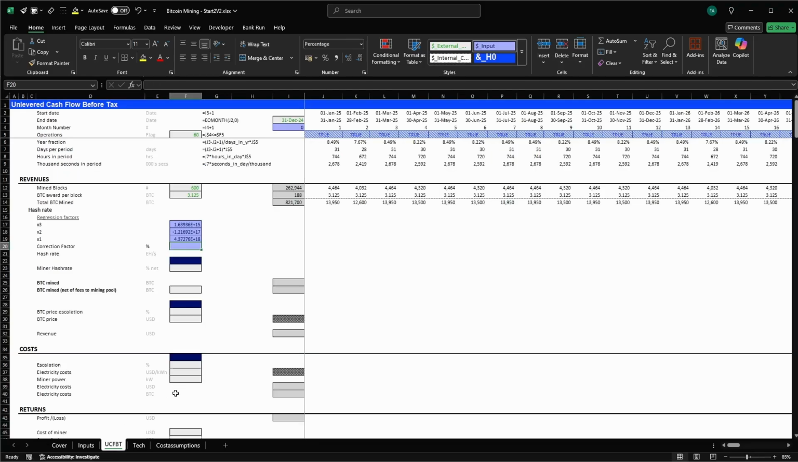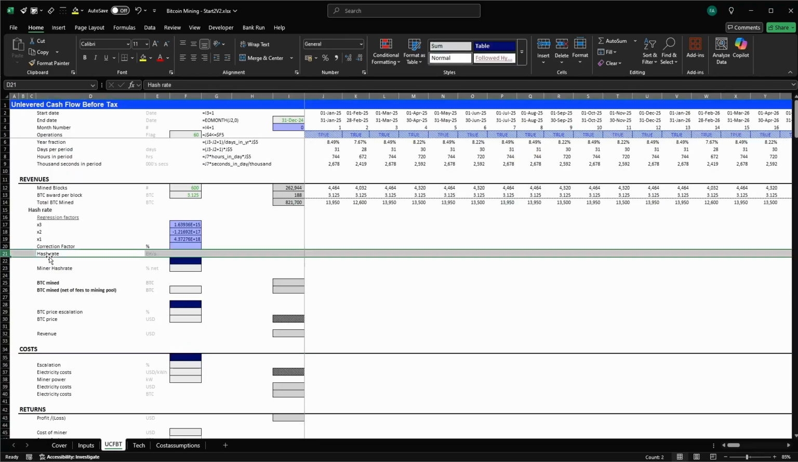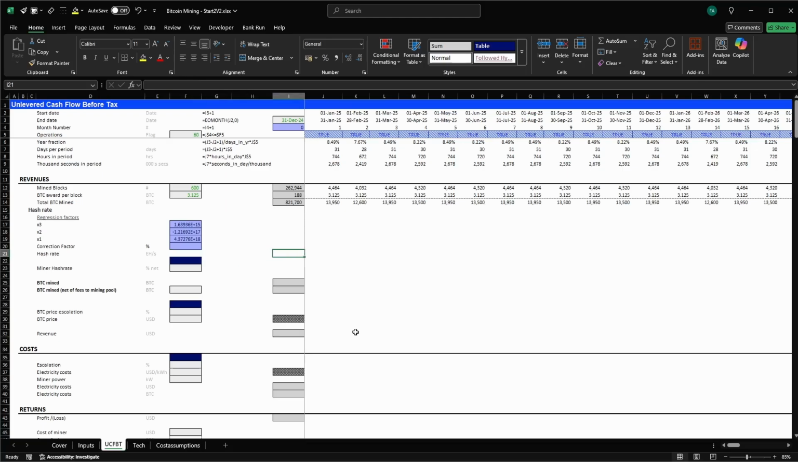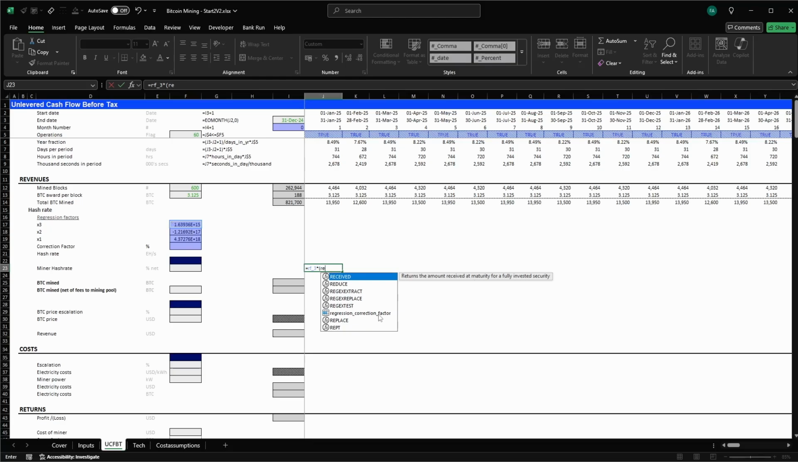And now I can quite easily come back here and calculate the hash rate for January. How are we going to do it? It's going to be equal to this number multiplied by, and you can see here I already named these cells. So this number multiplied by what? The regression correction factor. I already named that cell also. Plus 1, because we're calculating for January. Instead of hard coding plus 1, I'm going to add the period over here. Just want to anchor properly over here.